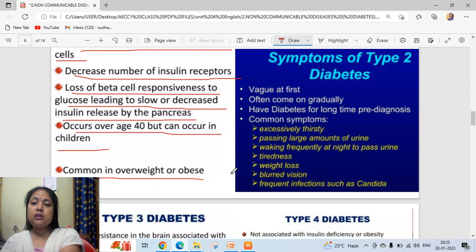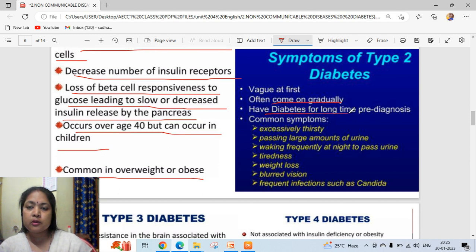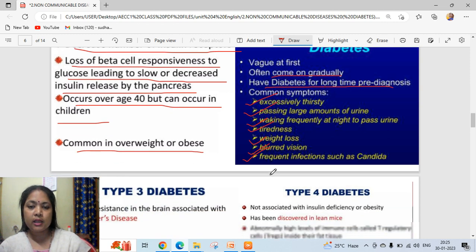So now let us see what are the symptoms of type 2 diabetes. Okay. So it often comes on gradually. Many have diabetes for a long time before diagnosis, and common symptoms are excessive thirst, then passing large amounts of urine, then waking frequently at night to pass urine, then tiredness, weight loss, blurred vision, frequent infections such as candida. Okay.